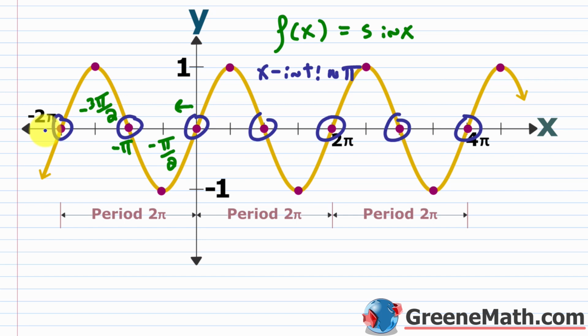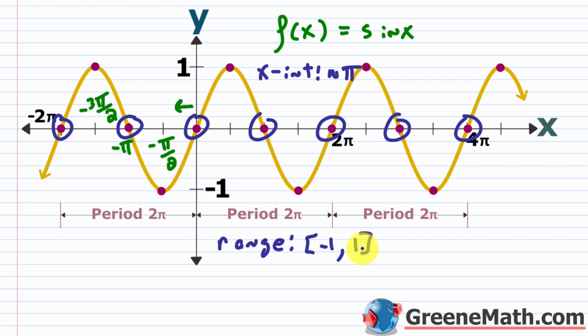Now your range for sine and also for cosine is from negative 1 to positive 1. So the minimum y value would be negative 1, and that's included, and the maximum y value is positive 1, and that's included. So we can say our range, and let me put the e there, forgot that. So our range is going to be from negative 1 to positive 1, like that.